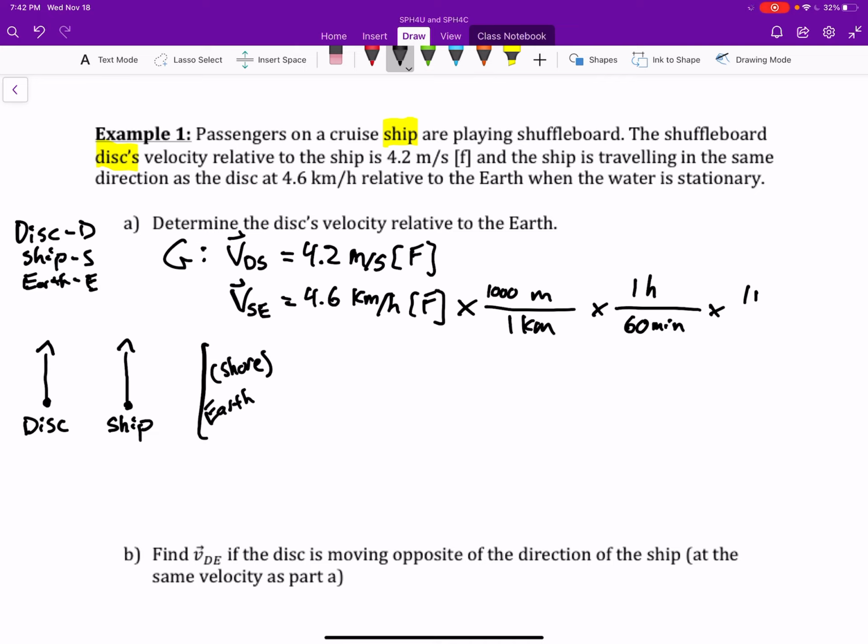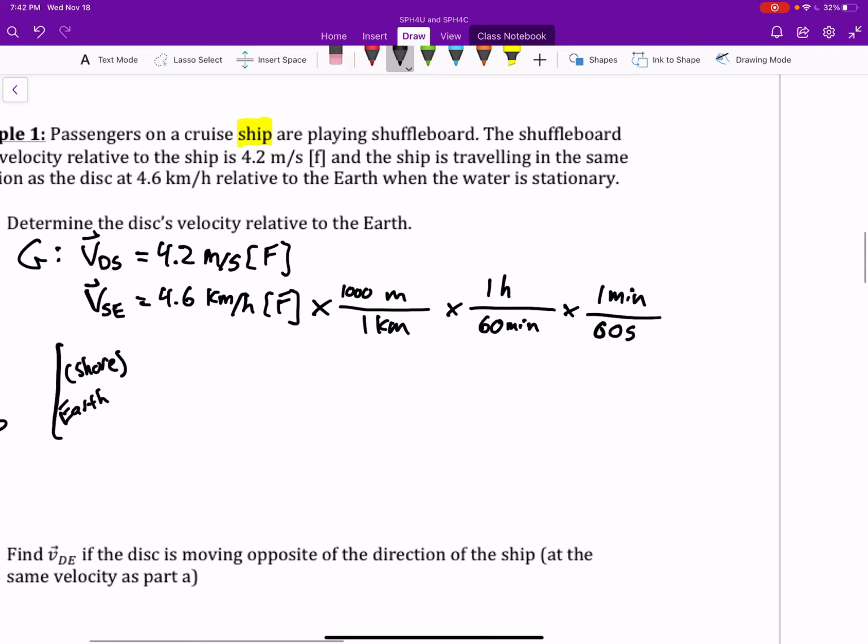And there is, for 1 minute, you notice then that minutes in the numerator in the third step will cancel the minutes in the denominator of the second, and there are 60 seconds in 1 minute. So this will give us our final answer in meters per second. Calculate that quick. 4.6 times 1,000, divide by 60, divide by 60. 1.2777, that's repeating, and that's now meters per second.